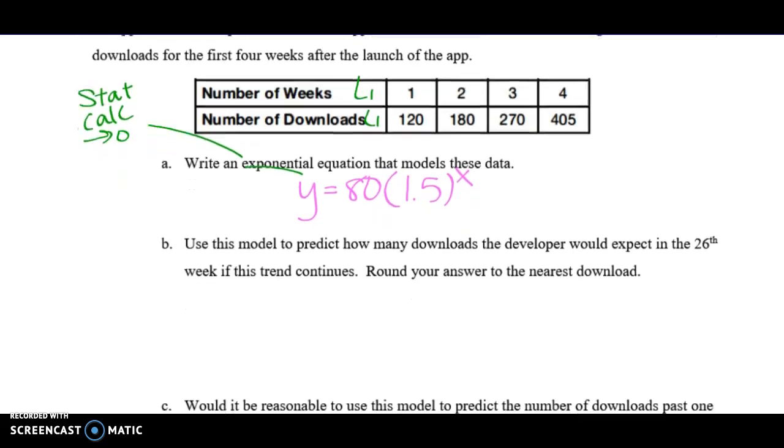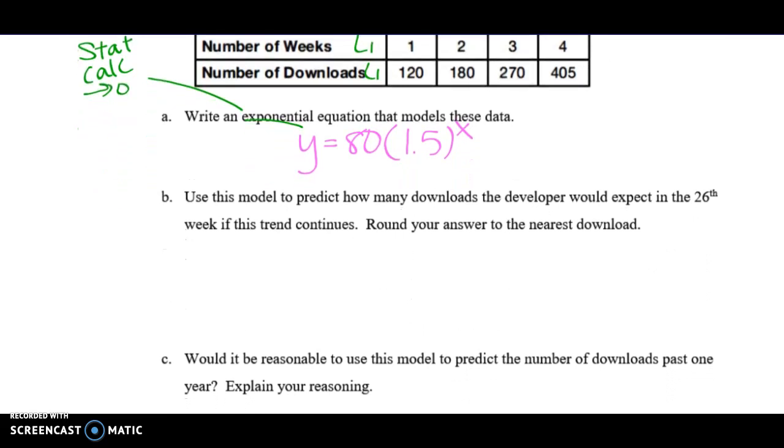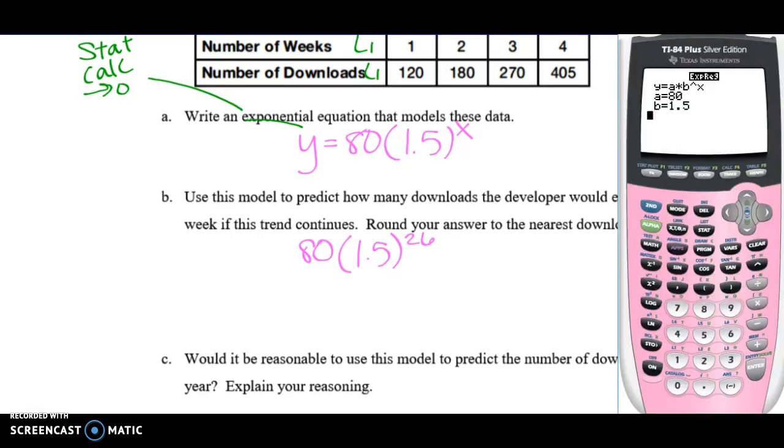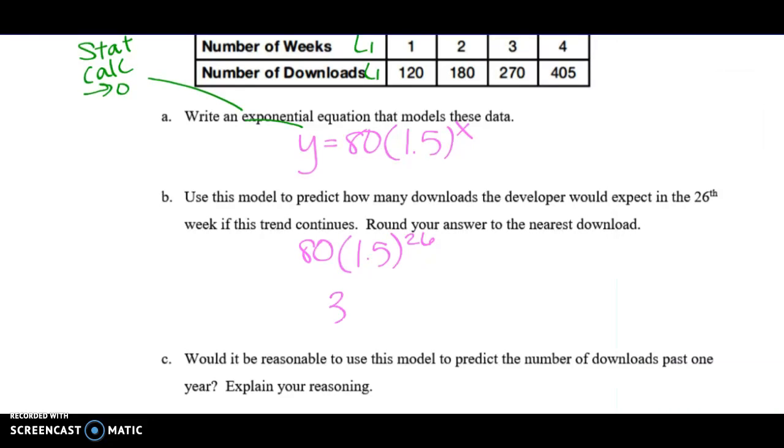Now we must use it. Use the model to predict how many downloads the developer would expect in the 26th week if the trend continues, rounding to the nearest download. So 80 times 1.5 to the 26th. To the nearest download, I see 3,030,140.